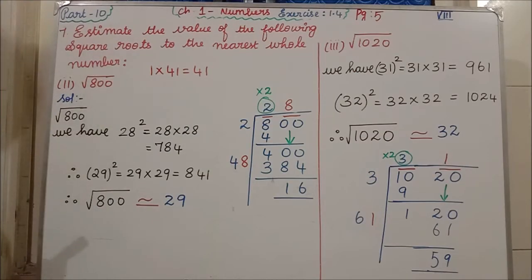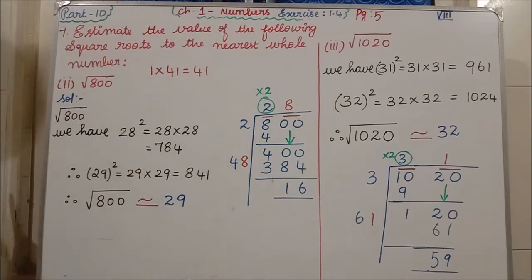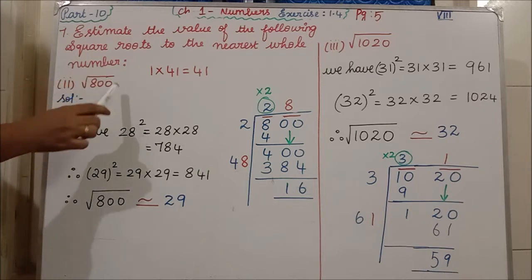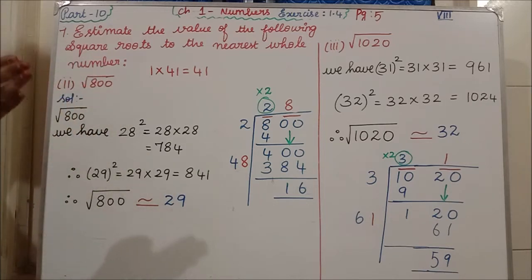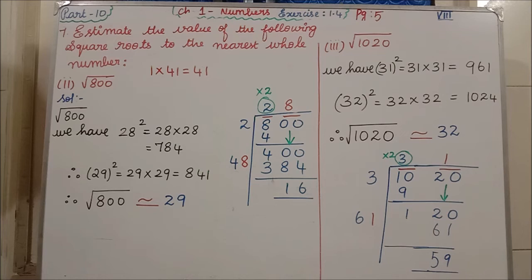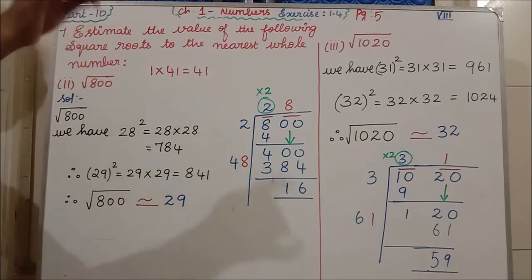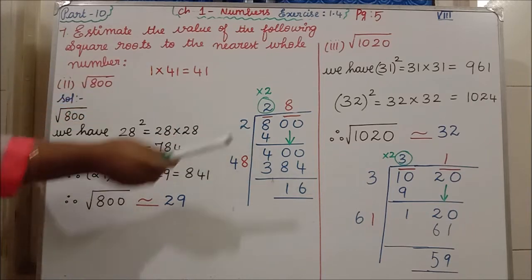Students, now we'll see the 7th question. Estimate the value of the following square roots to the nearest whole number. Okay, we have to find the square root of this number to the nearest whole number. Because they are asking to find the nearest whole number, the given numbers are not perfect square numbers. So that only they are asking to find the nearest whole number. See how to do now, we'll see. First step, you have to find the square root by long division method. Okay, see I have done the long division.